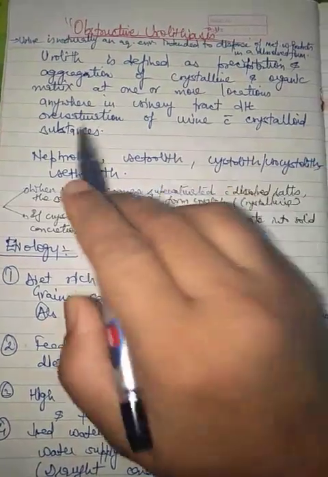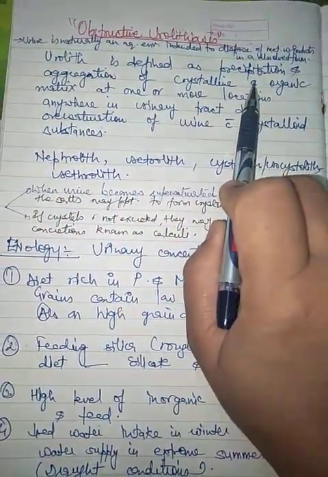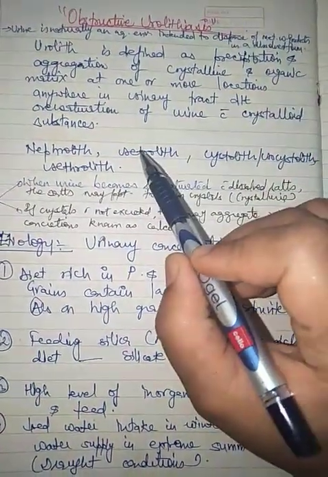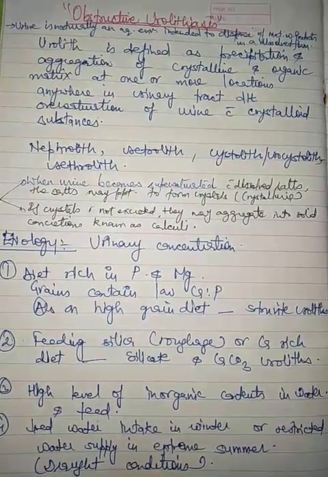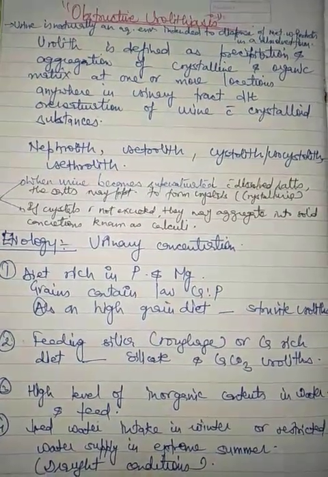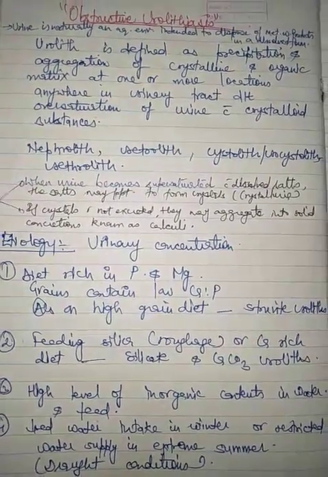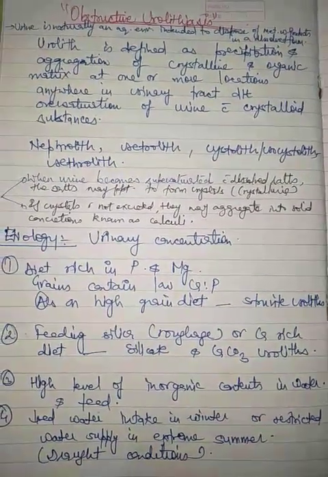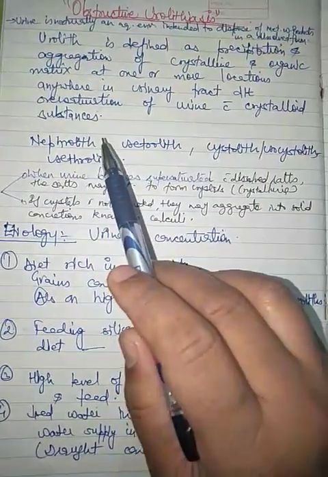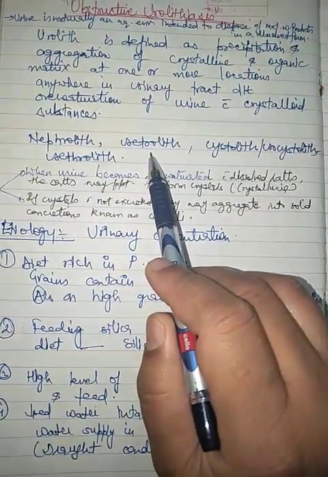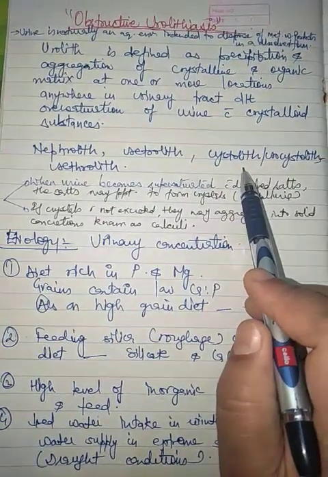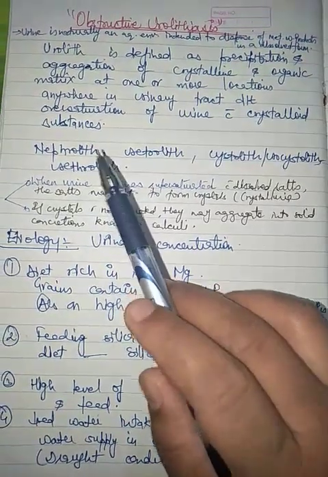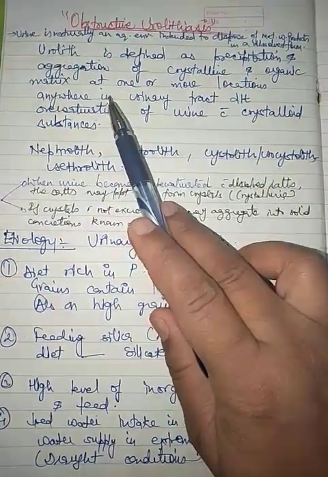Here we can define a urolith as the precipitation and then aggregation of crystalline and organic matrix at one or more locations that may be present anywhere in the urinary tract, due to the supersaturation of urine with these crystalloid substances. According to the location of the urinary calculi, it may be either a nephrolith, meaning presence of stones in the kidney, or a ureterolith, present in the ureters. If it is present in the bladder, it is a cystolith or urocystolith, and if it is present in the urethra, it is called a urethrolith.